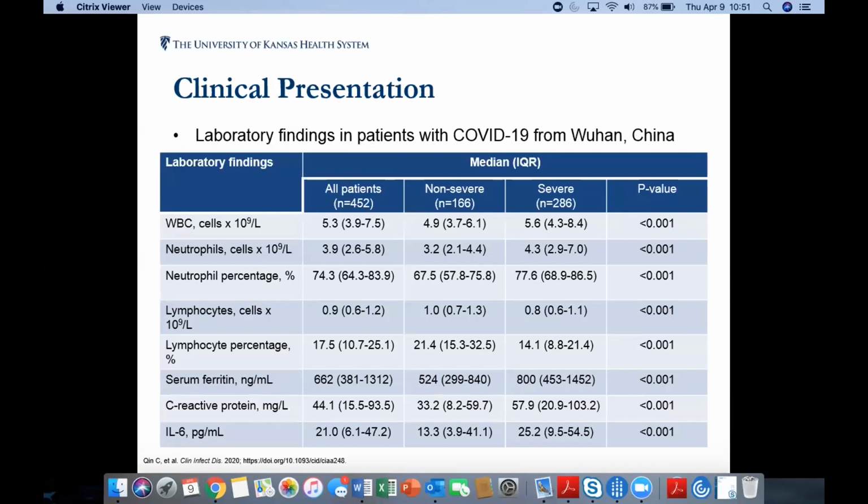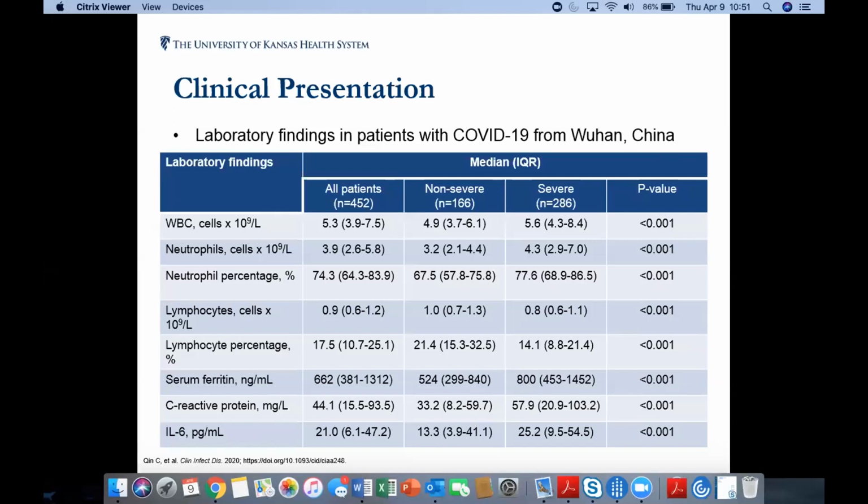So patients with severe disease are more likely to have a higher white blood cell count. They're more likely to have a higher absolute neutrophil count and higher neutrophil percentage. Conversely, they're likely to have a decreased lymphocyte count and a decreased lymphocyte percentage. So what we're seeing is a shift, a dysregulation of their immune response, if you will. So a higher neutrophil to lymphocyte percentage.